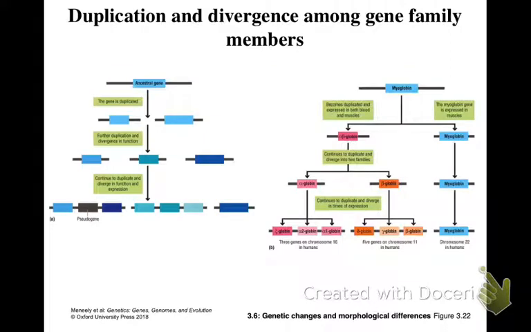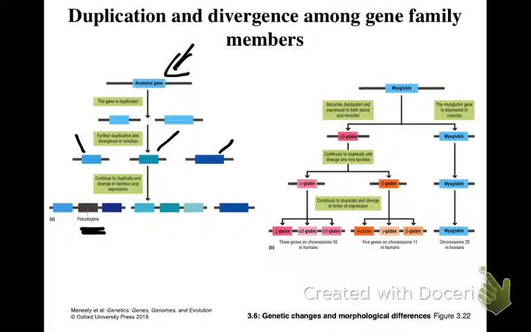Here's just an example of what might happen historically. So we have our ancestral gene up here. The gene gets duplicated. Through further duplication and divergence in function, we make all these different genes. As they become duplicated, they can have different functions. We get things like pseudogenes. A pseudogene is when that gene dies. It doesn't have any functionality anymore.